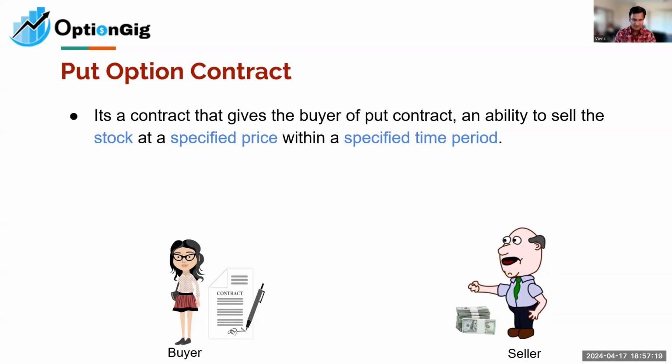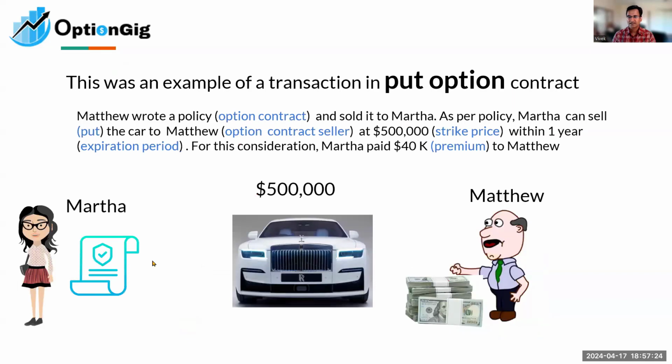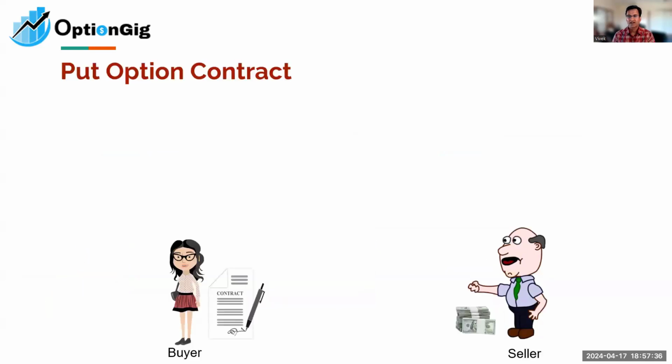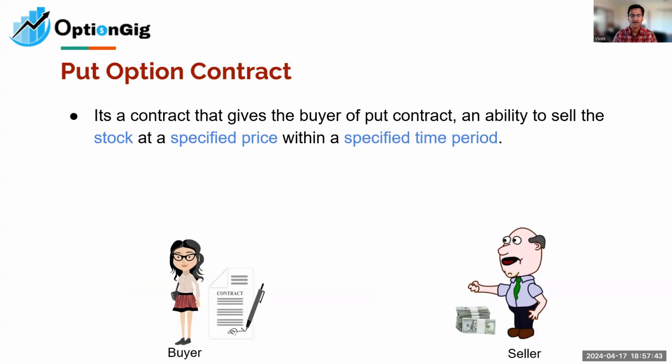Just like the option, the insurance contract gave her the right to sell the car at a predefined price within a predefined period. Now, in an insurance contract, most of the time the period is 1 year. In options, the period is different. You have 1 year, more than 1 year, weekly, monthly. But that's all the put option contract is. There is no rocket science.